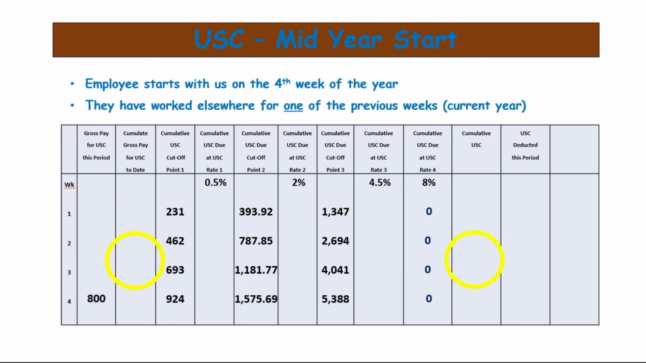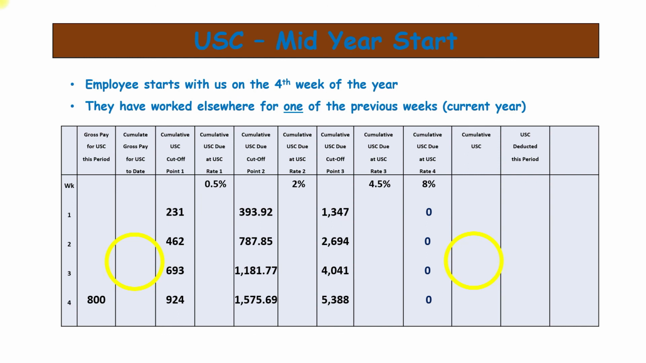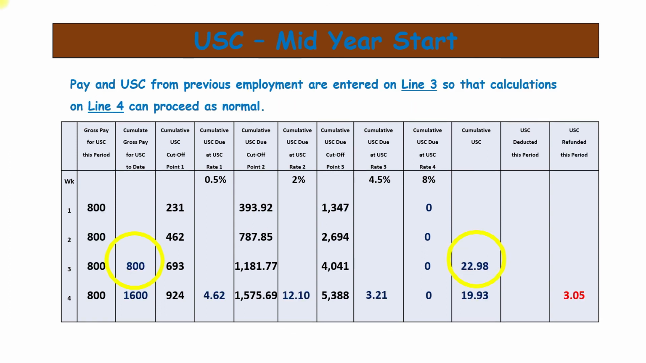Also, if we don't know their cumulative USC to date, we will not be able to calculate the USC deducted this period. In a scenario like this, we would be looking at putting the employee on a temporary basis of tax until such time as we find this information, and we will explore this option in the next section. In Assignment 1, however, we will be given the previous pay and previous USC as shown, and we can calculate week 4 as before.